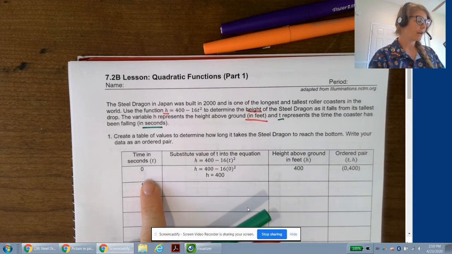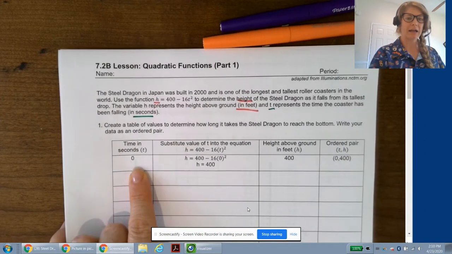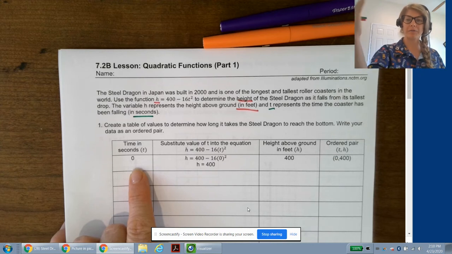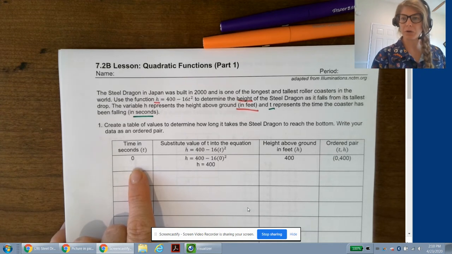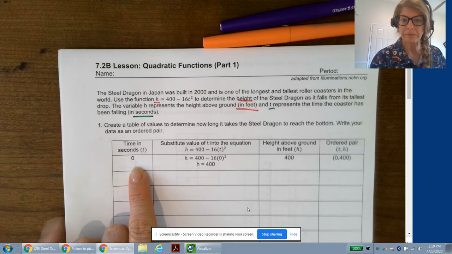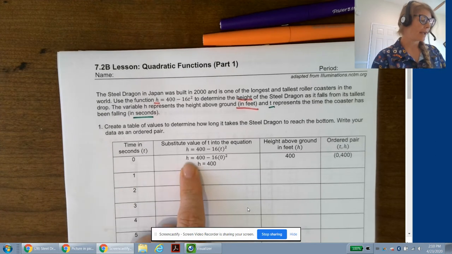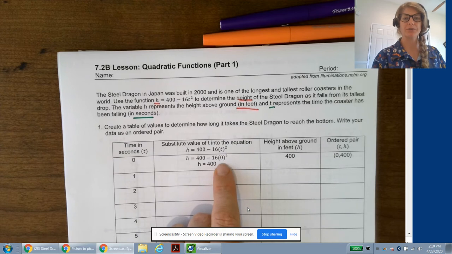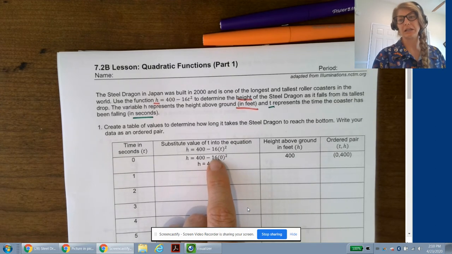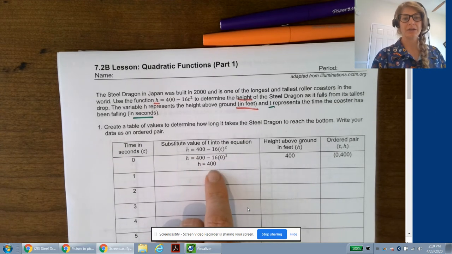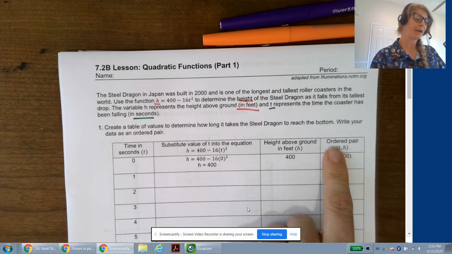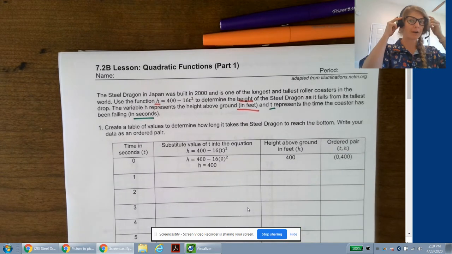So we already did time 0. Thinking about it, at time 0, how high are we off the ground? That's going to be our total foot drop. I'm substituting in 0 for t. Order of operations, 0 squared is 0. 0 times 16 is 0, and 400 take away 0 is 400. So we are starting 400 feet above the ground. And we're writing as an ordered pair, t comma h, so 0 comma 400.